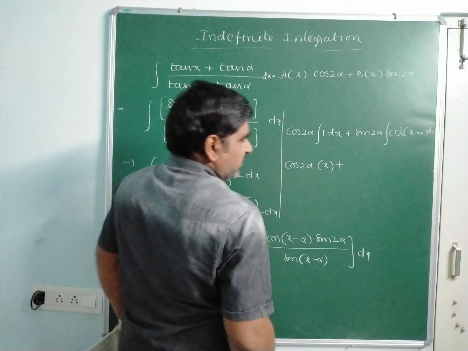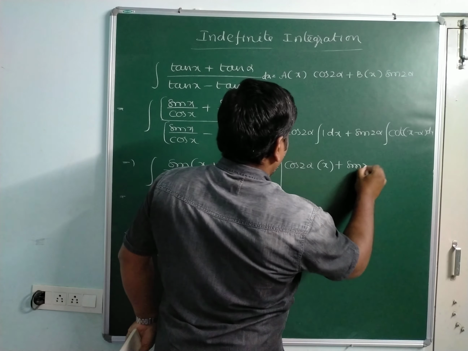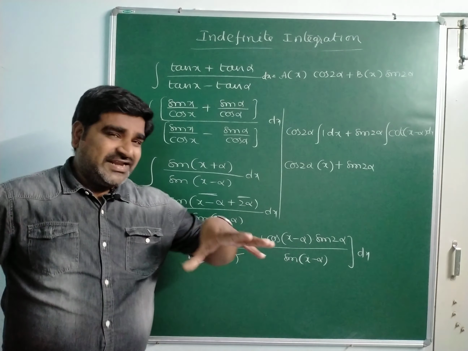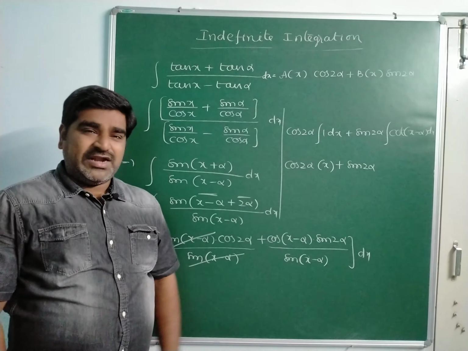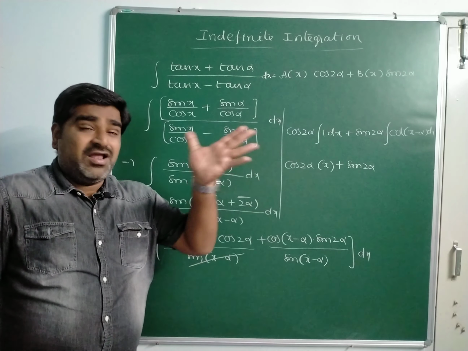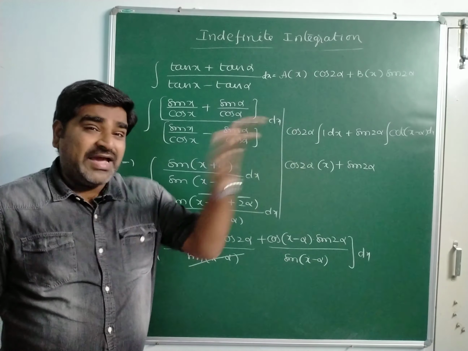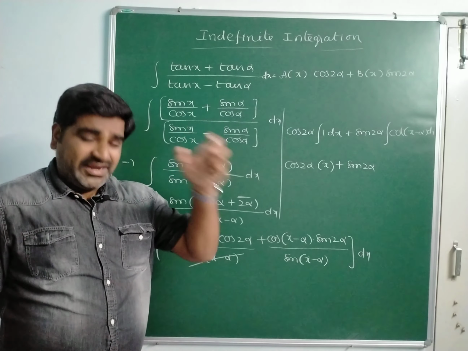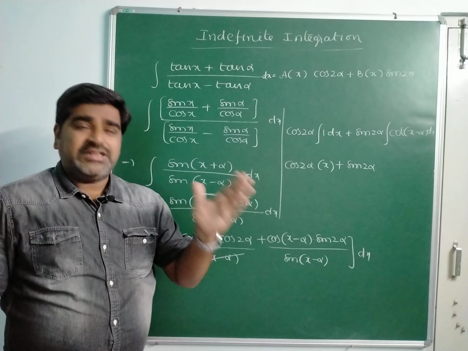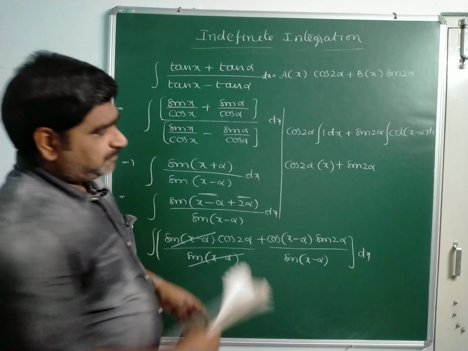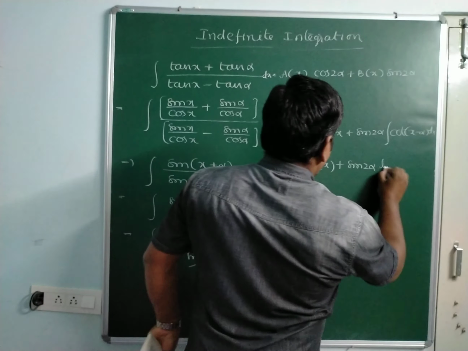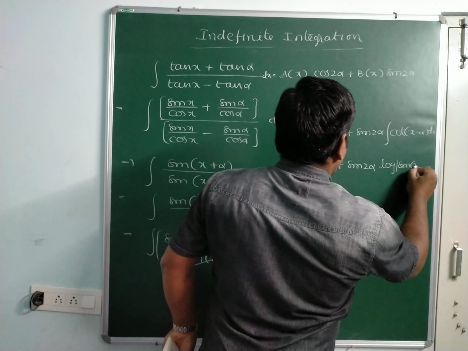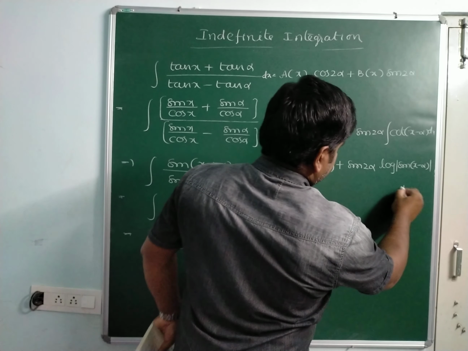So cos 2 alpha into x plus sin 2 alpha into, what is the integration for cot x? Log mod sin x. What is the integration for cot of ax plus b? Log mod sin of ax plus b, by a. So don't forget to write the x coefficient in the denominator while doing the integration. Very important thing. Sin 2 alpha into log mod sin of x minus alpha plus c.